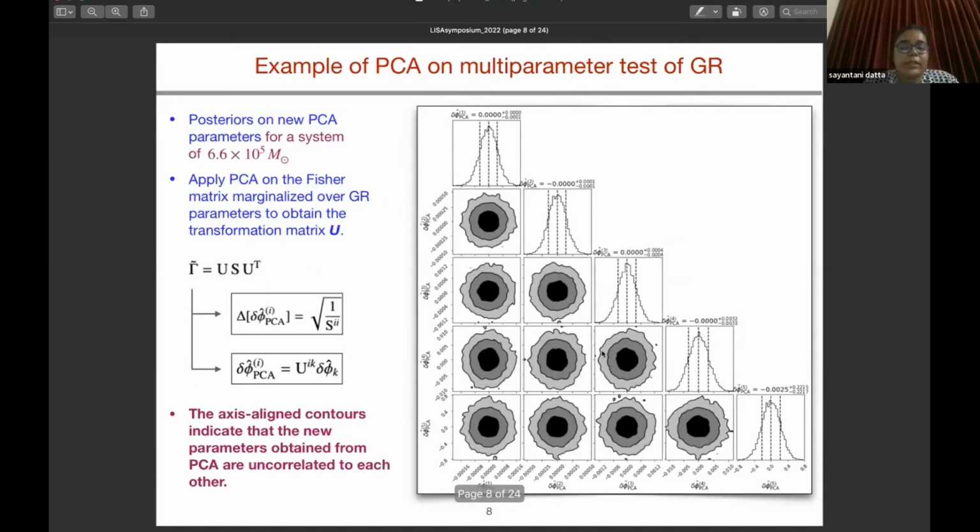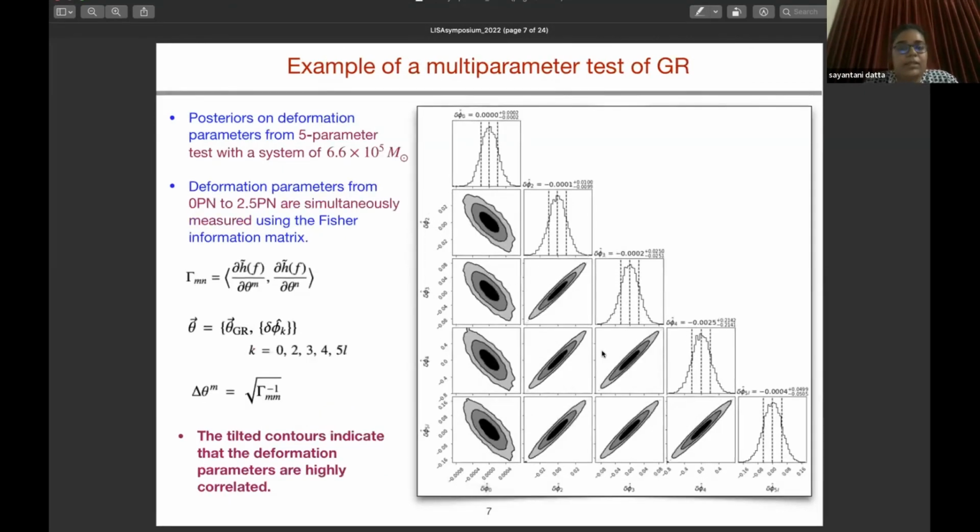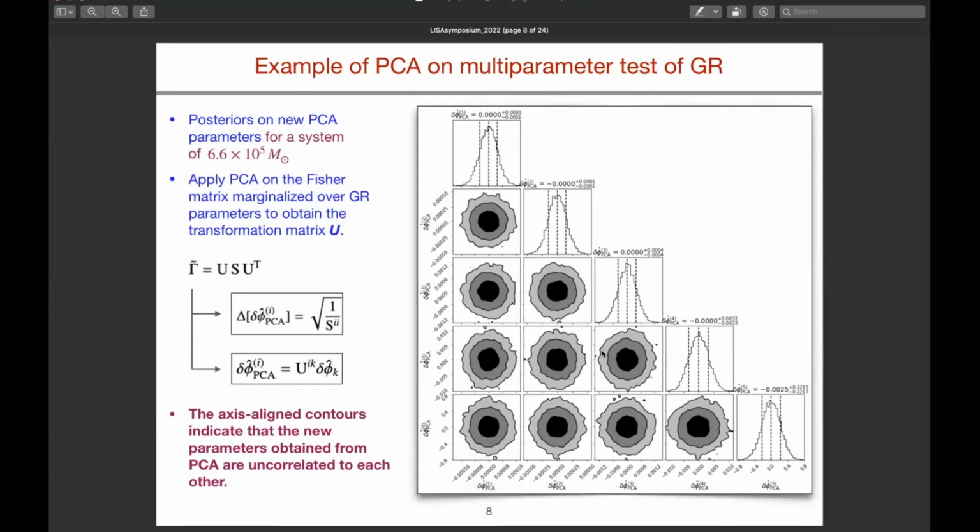Yeah, so here we are actually not sampling over the PCA parameters. The sampling is done on the original post-Newtonian deformation parameters, which is basically this. Now you can really take the Fisher or the covariance matrix of this and do the decomposition on that. Got it. Okay, and that gives you. Okay, thank you. Yeah, I understand. Thank you.